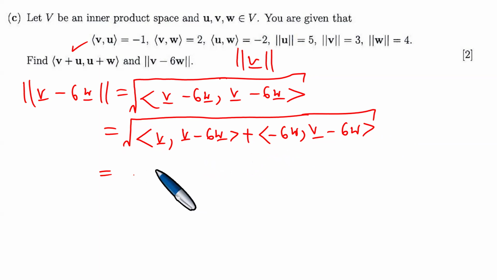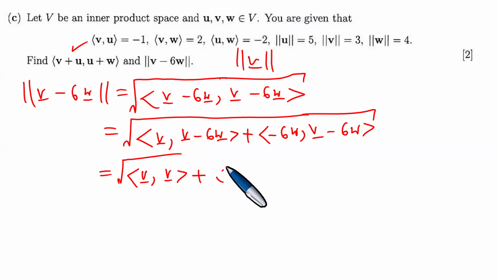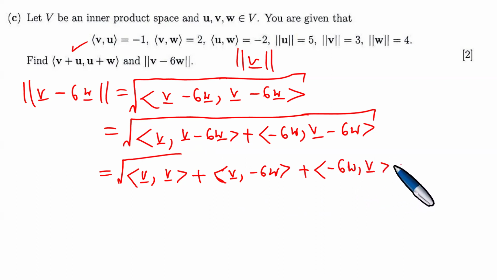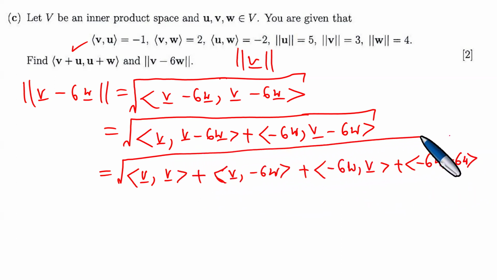Next. Okay, you have V, and then you have plus V minus 6W. So you expand like that. And then you come to this one here, minus 6WV. And then plus minus 6W minus 6W, like this. And then you have exactly this here. Now, let us check this out.